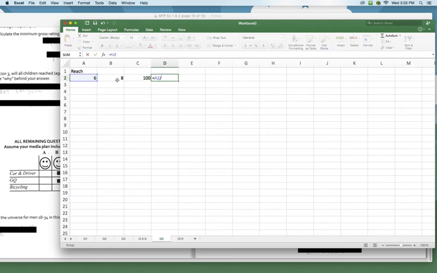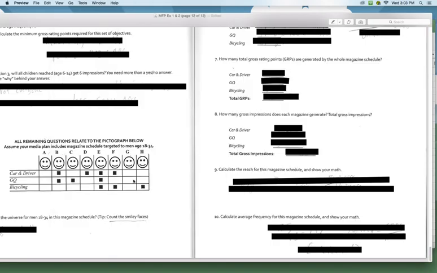6 divided by 8 times 100 equals 75. So you have a reach of 75 out of, again, the 8 people that are representative. And granted, like I said, they're using a low number on purpose, but you can gather that this would be a much larger segment being represented here. So again, that's question 9.